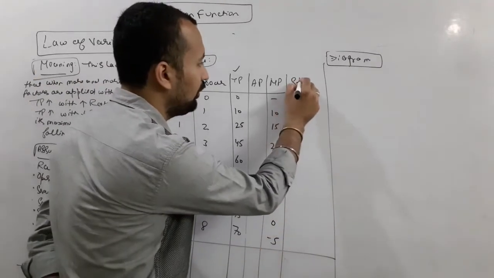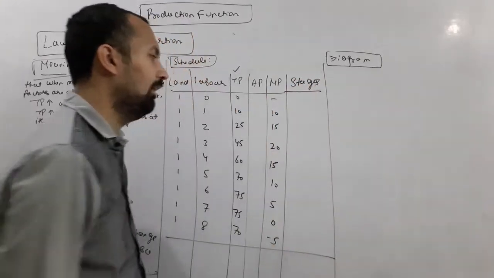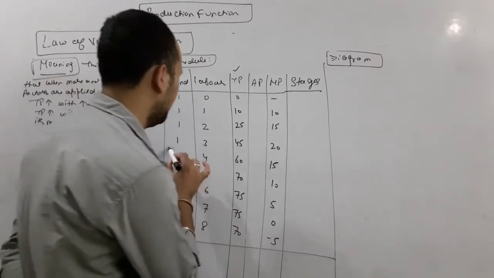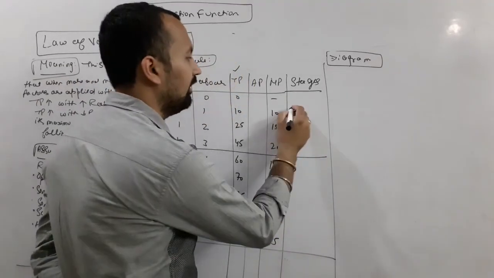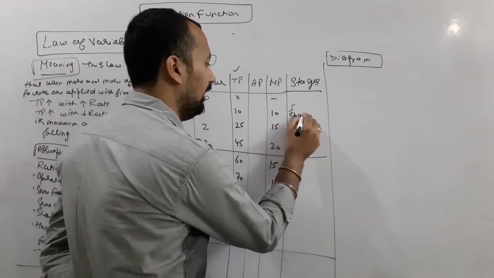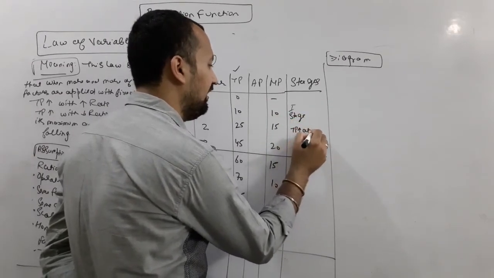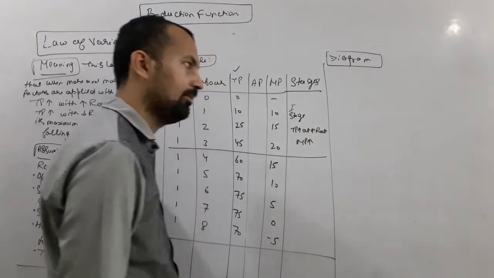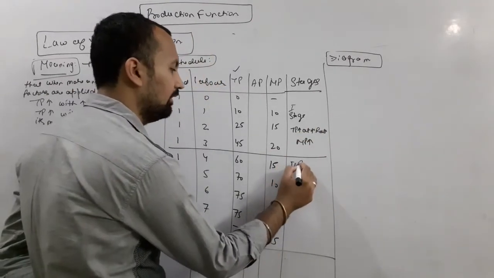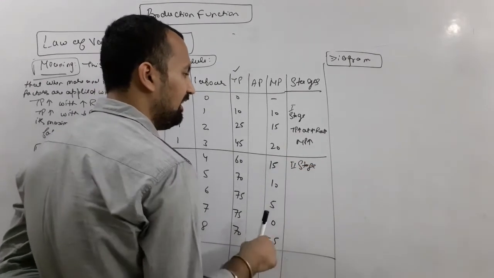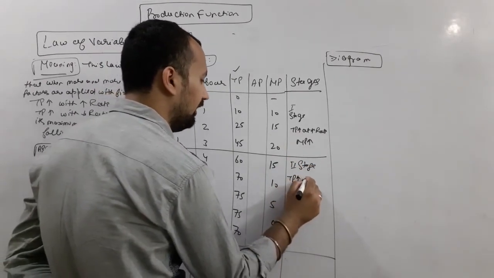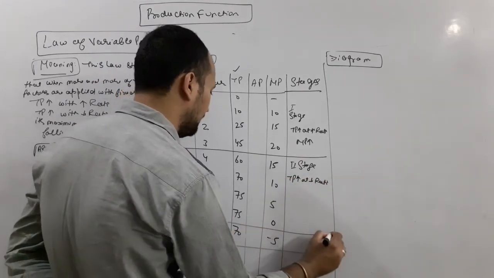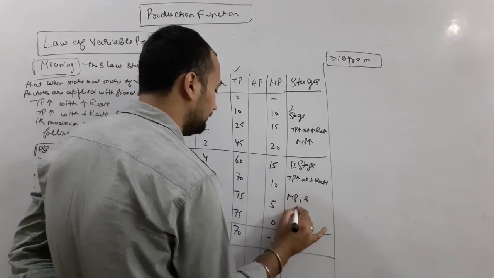So we need to classify into three stages. First stage, TP is increasing at increasing rate, and side by side MP is rising. Second stage, TP is increasing at diminishing rate. In that situation, MP is falling.